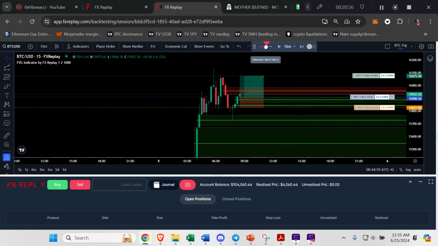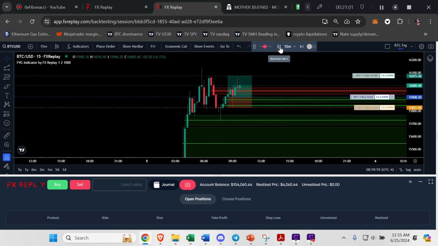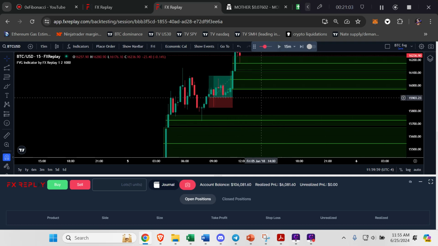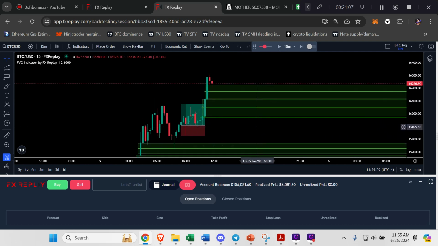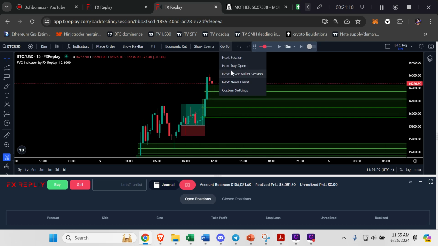And I'll show you what it looks like if you do the play feature instead. If you just do this, it'll just play the candles live. So either one works. This one was close to stopping us out. But good start. We've got 3 wins in a row, and let's go to the next day.